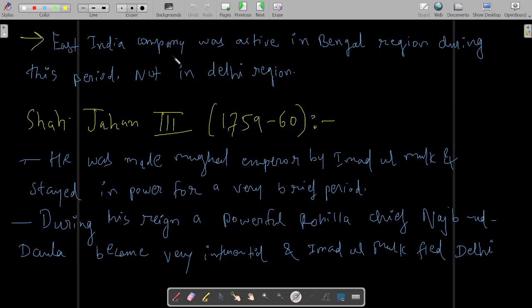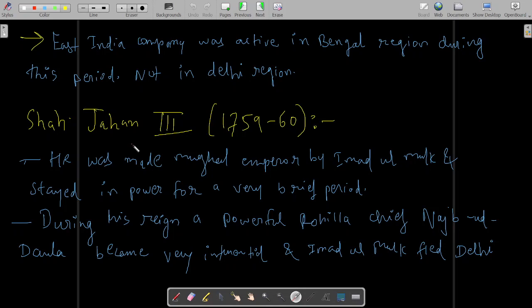Now Shah Jahan III, 1759 to 1760, was made Mughal emperor by Imadul Mulk. Who made Shah Jahan III the Mughal emperor? Again the same person who made Alamgir II the emperor, Imadul Mulk, made Shah Jahan III also the Mughal emperor. And he stayed in power only for a very brief period, that is, a few months.